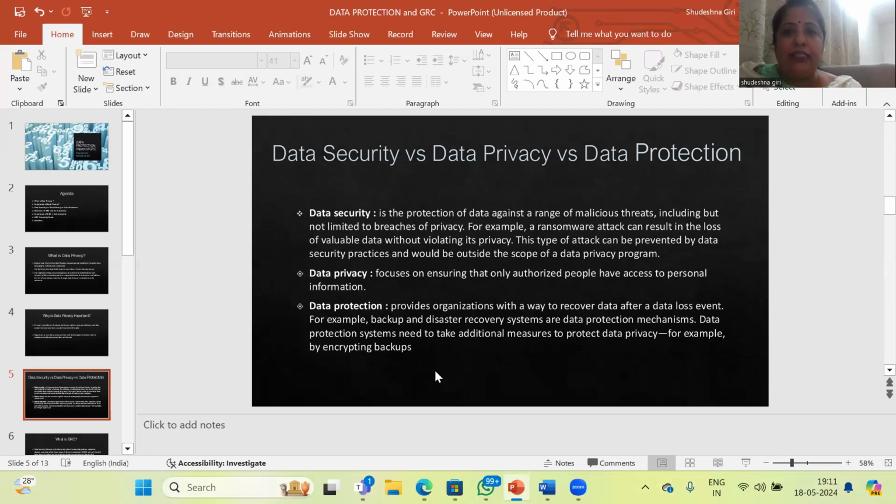And data protection provides the organization a way to recover such data after a data loss event happens. For example, a backup and disaster recovery system is a data protection mechanism. A data protection system needs to be an additional measure to protect such data.